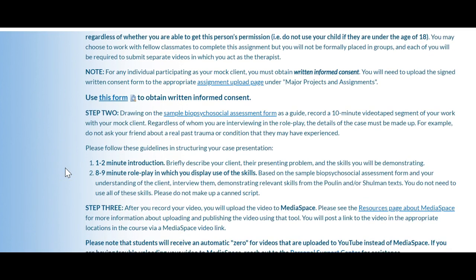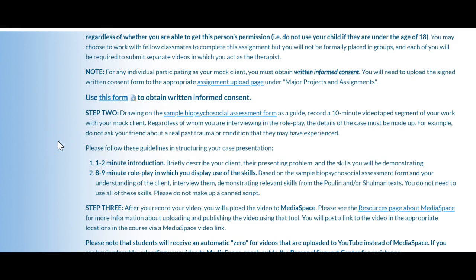In step 2, drawing on the sample biopsychosocial assessment form as a guide. So this is a link to a sample. You can use that as your guide. It doesn't need to be verbatim. You can make changes to it. Record a 10-minute videotaped segment of your work with your mock client.